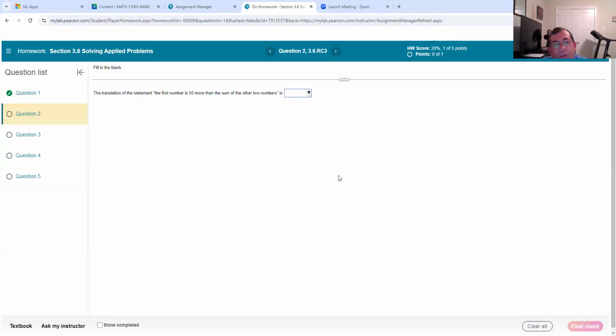Now, this one's a little trickier. So I'm going to write this one down and tell you what you got to do on this one. But it says the first number is 50 more than the sum of the other two numbers.